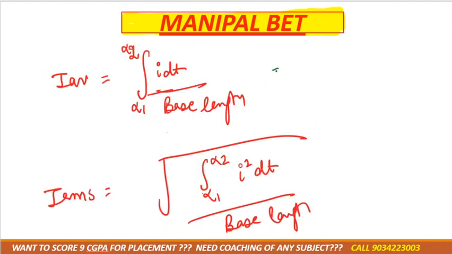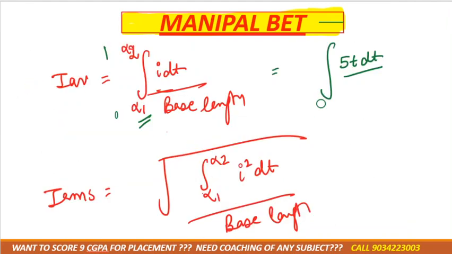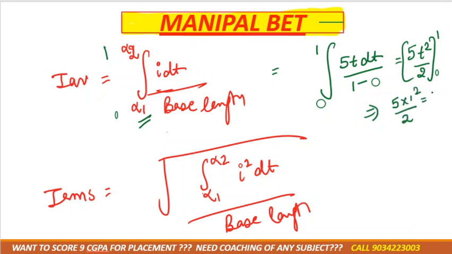We just substitute the values. It varies from 0 to 1. I is 5t, dt. Base length we have calculated, it varies from 1 to 0, so base length is 1 minus 0. Can we solve it further? If we integrate it, it would be 5t square by 2, from 0 to 1. So that would be 5 into 1 square by 2. So the answer would be 2.5 ampere. Clear?